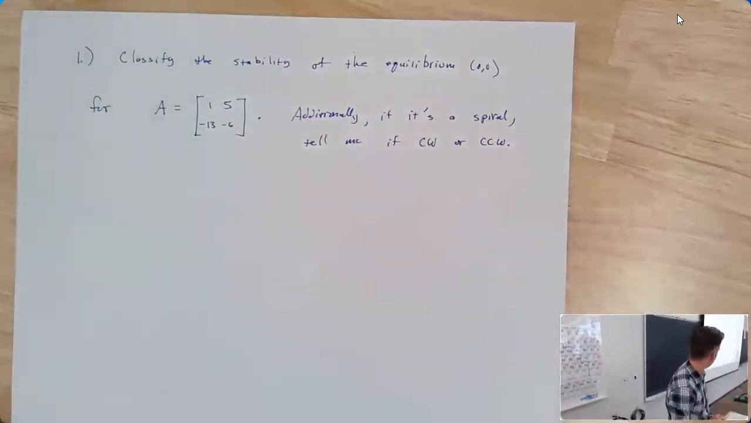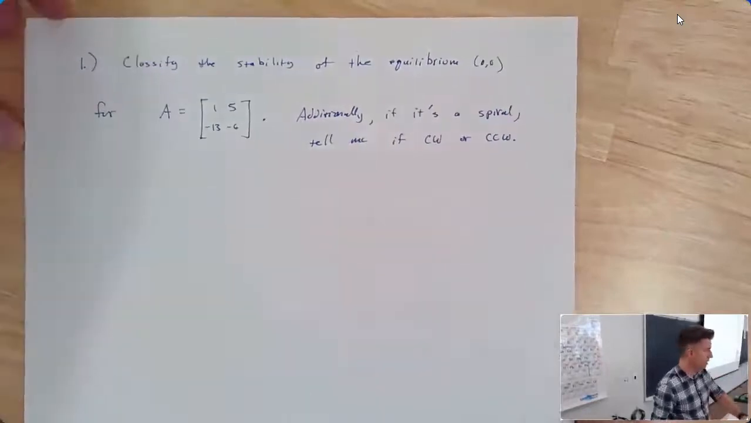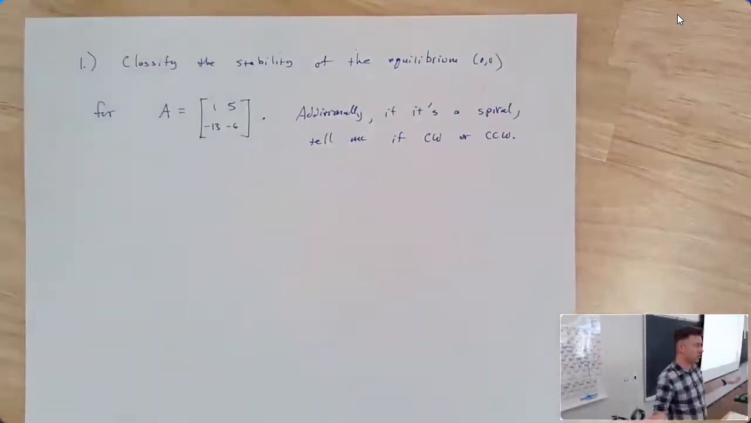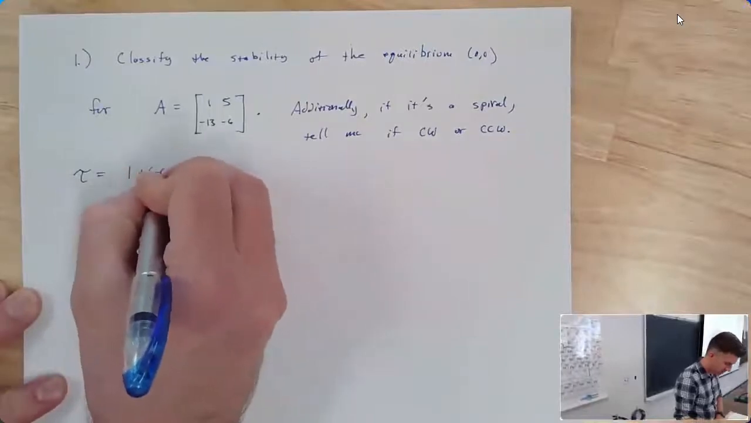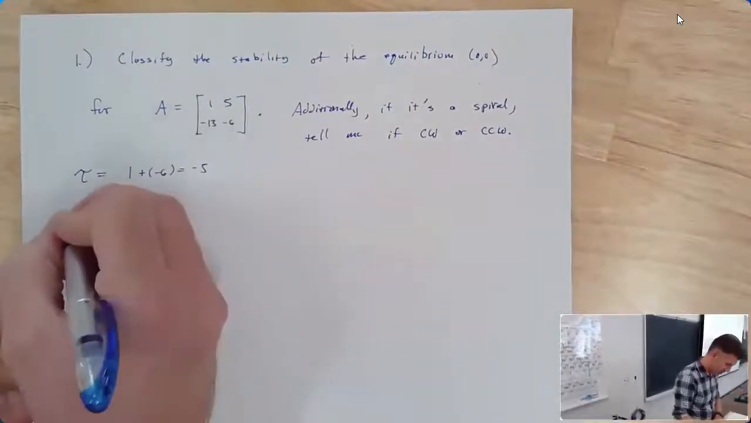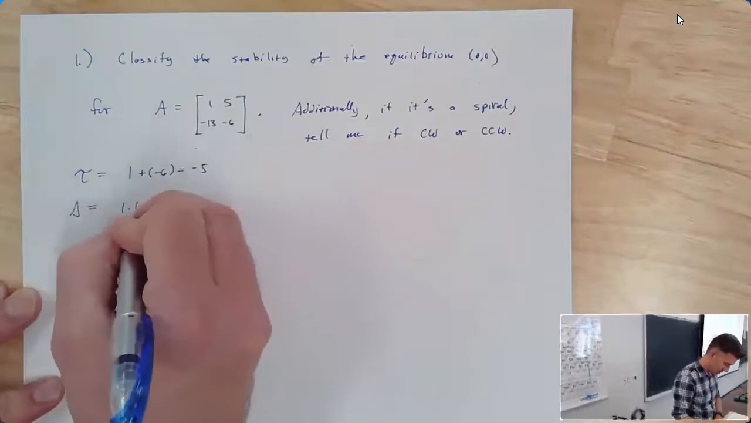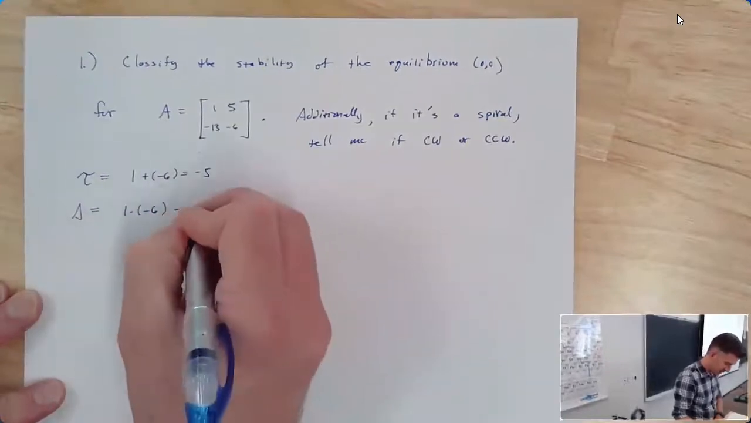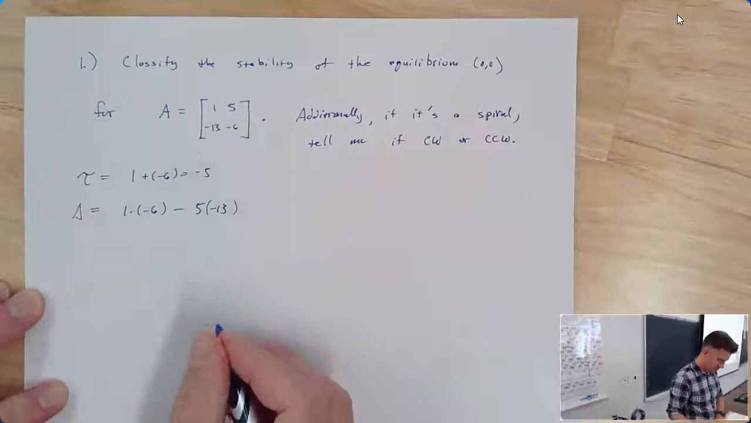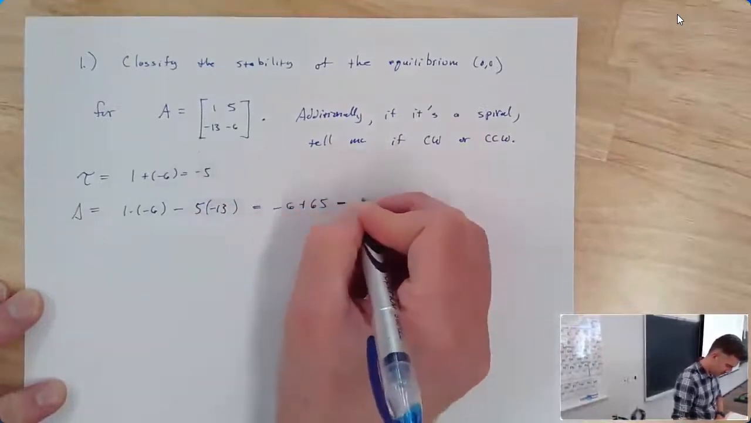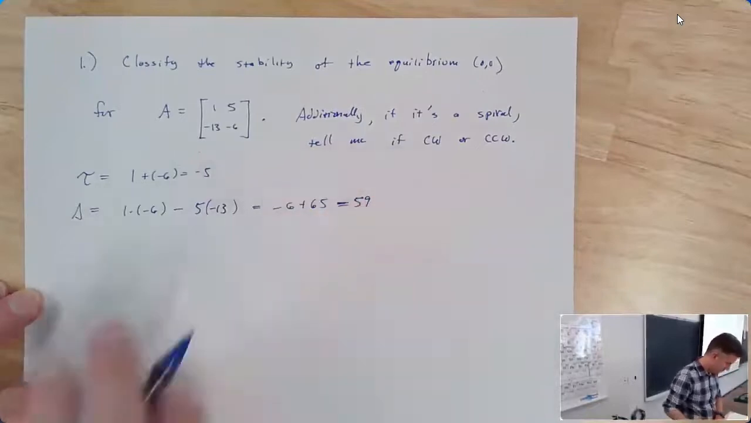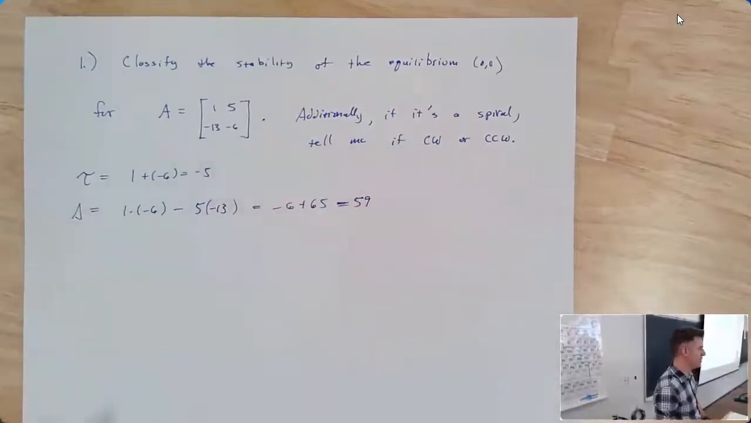So, couple ways to do this. You can either use trace determinant, or you can do it the other way. Yeah, let's use trace determinant. So the trace here is 1 plus -6, which is -5. The determinant here is 1 times -6 minus 5 times -13, which is going to be -6 plus 65, which is 59. Cool. Not cool. 59 is kind of too big, I feel like, but oh well.